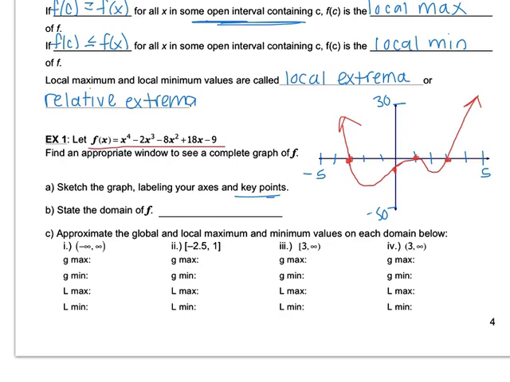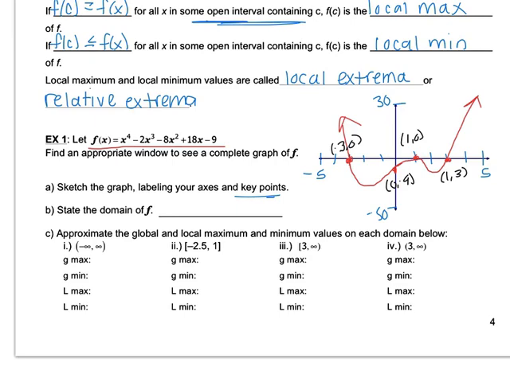So I want to label all of my key points now. So this would be -3, 0, 0, -9, 1, 0, 1, 3. And now I want to figure out my maxes and mins.